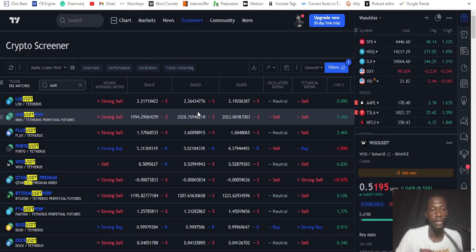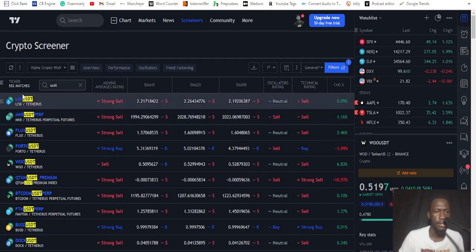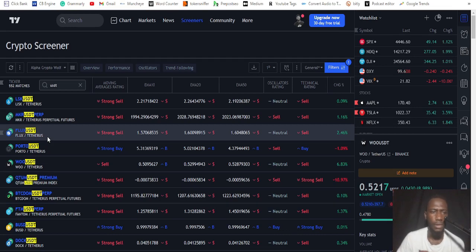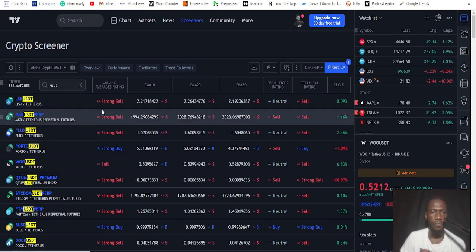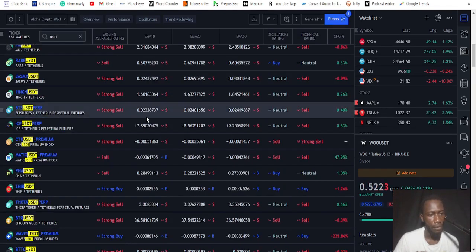So that being said, some coins we'll be looking at today. You can see LSK paired to the USDT. LSK has shown strong sell, strong sell, strong sell. So I just need to open it in a new tab. Another coin is MKR from the EMA 10, EMA 20, and EMA 50. You can see that this coin is in a strong sell position. So I'm going to open that in a new tab, and you can see different coins. Let me pick one more.